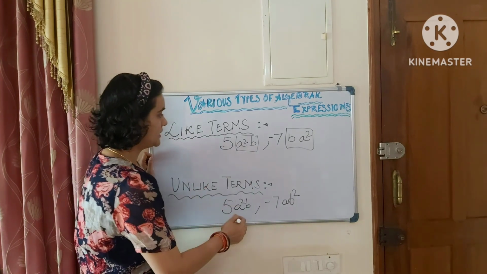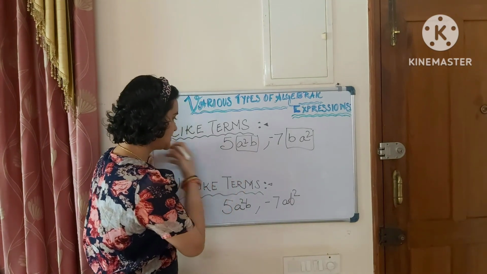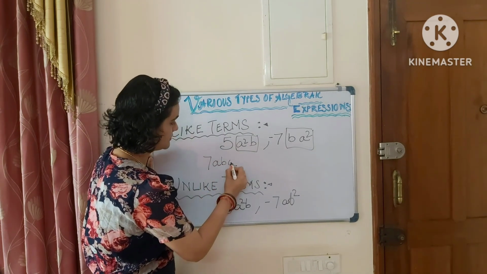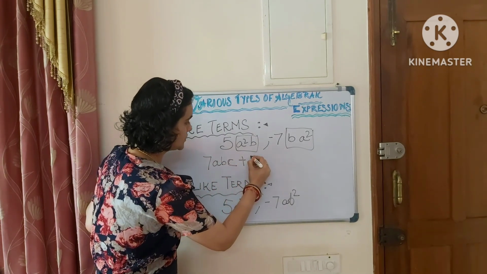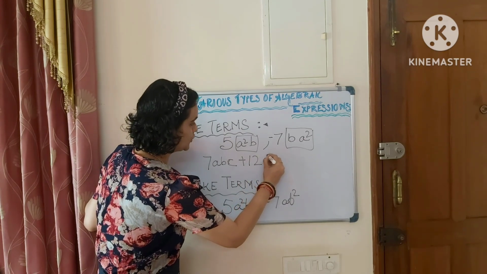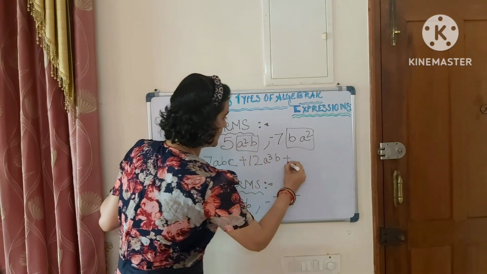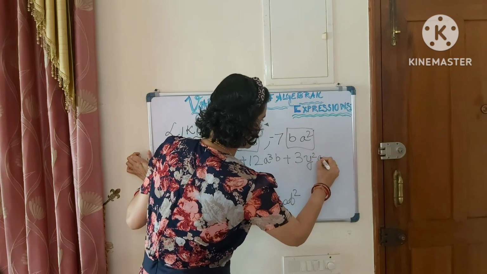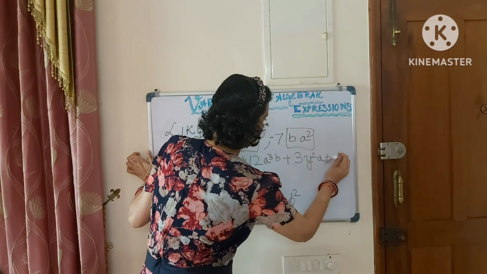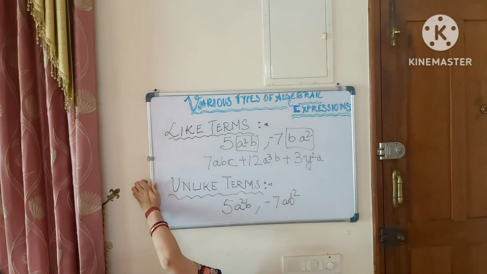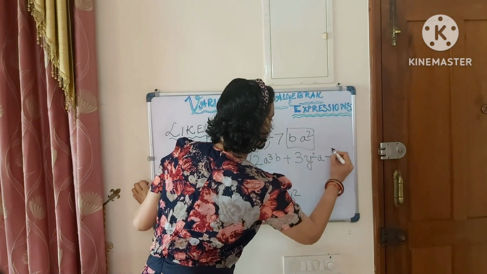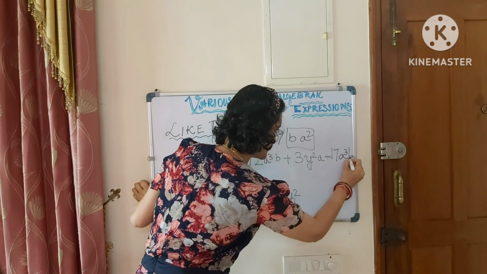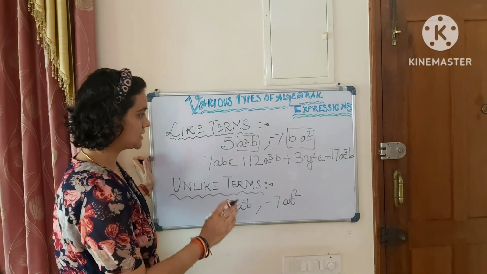Okay, let's take another example. Let's take an expression this time. 7abc plus 12a cube b plus 3y square a plus, or let's say minus 17a cube b. It's quite a long one, it's a quadrilateral.